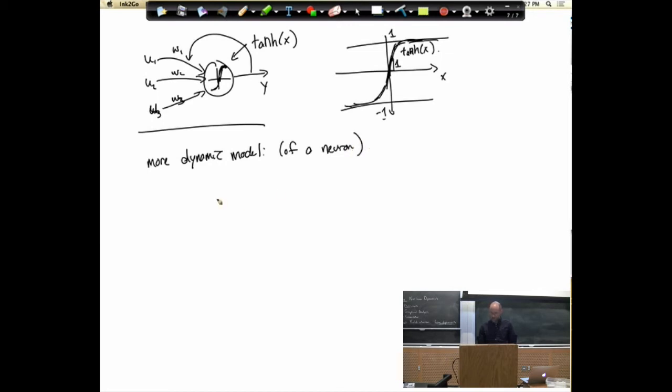Would be something, they'll call it something like this. The activation, the firing rate is tanh, but it's stimulated by tanh. But it has some sort of leak rate. So if you bombard it with input, its firing rate will increase, and then it's got a constant leak rate, and that gives you a first order dynamic model of the neuron.